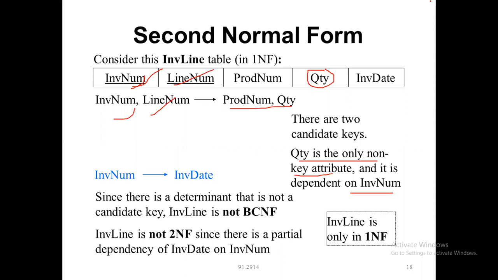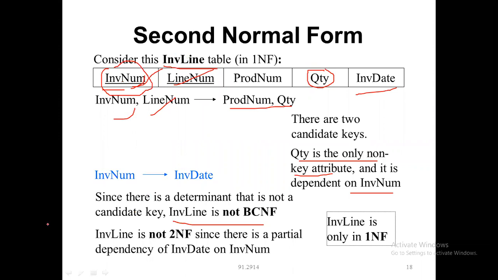Okay, are you following? So invoice number, invoice date. If you see here, there is a determinant that is not a candidate key. What is the determinant over here? For the invoice date, we have the invoice number, which is a determinant. As I told you, the LHS is the determinant. It is not a candidate key. So invoice line number is not BCNF. Invoice line is only first normal form.